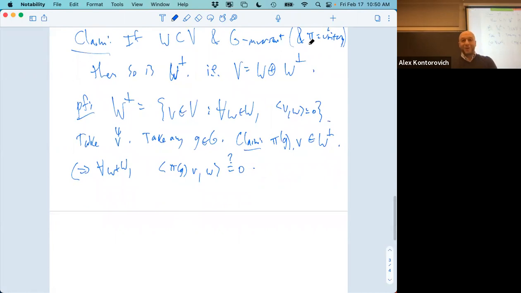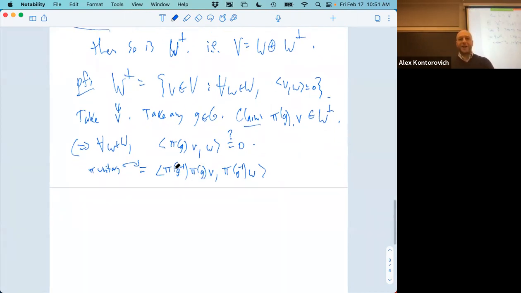But we have an isometry, we have a unitary representation. So this is equal to, I'm going to apply pi(G inverse) to both sides. And that will not change the inner product because this is an isometry. Pi is unitary. Pi is an action, which means I get to cancel this. And now I have the inner product of V with pi(G inverse) of W.